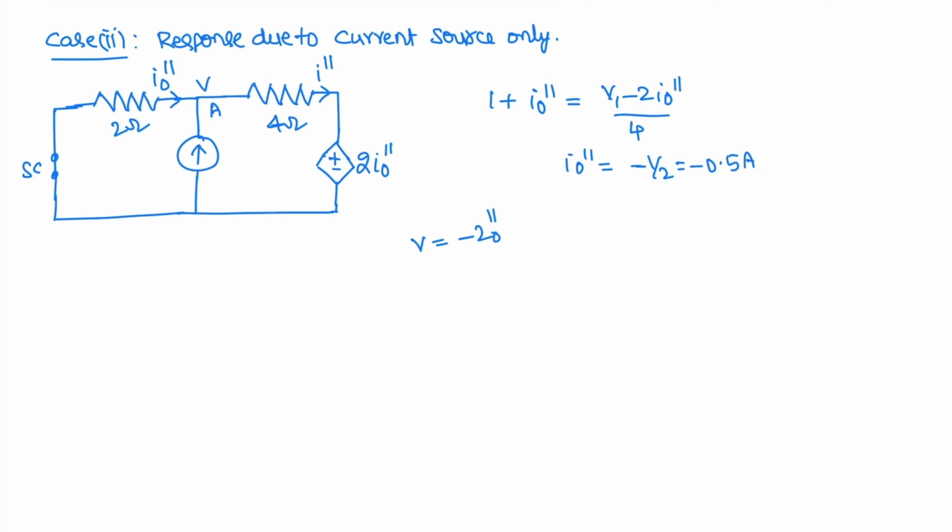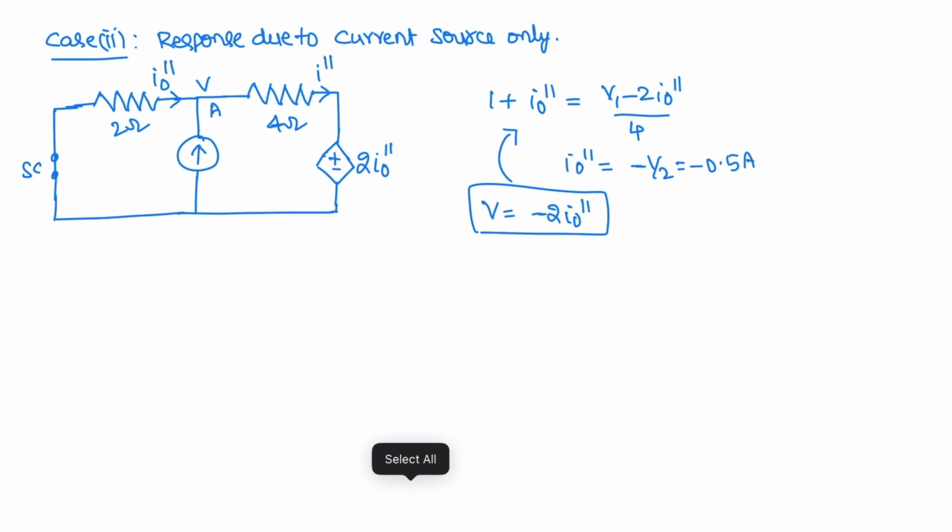We know that V is minus 2 I naught double dash. So keep this expression in this, and we will get the I naught double dash value as minus 0.5 ampere. Now from this, I double dash is 1 plus I naught double dash, so it is 1 minus 0.5 ampere, which is 0.5 ampere.